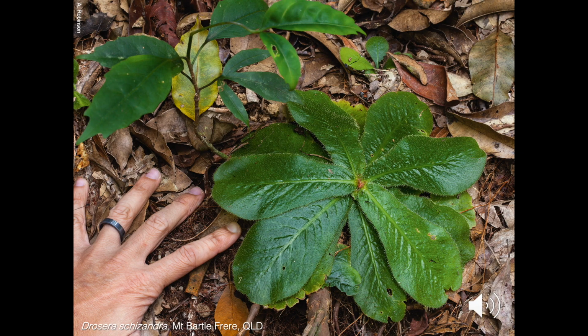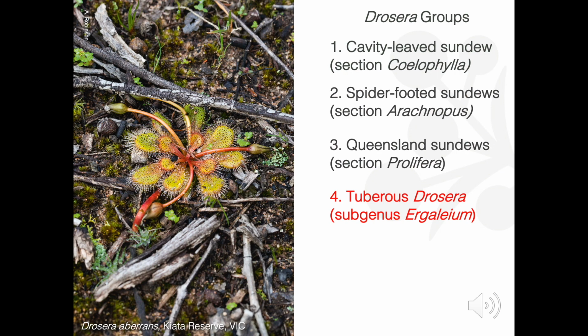Finally, it might not surprise you to learn that glue traps don't function that well in the wet rainforest. The wet is simply not good for sticky traps, and the largest adult plants of Drosera schizandra have widely spaced glands and minimal, if any, glue production. It's thought that, as part of its rainforest specialization, this species is evolving away from carnivory, at least in its mature phase. The fourth group is the tuberous Drosera, section Ergoleum.